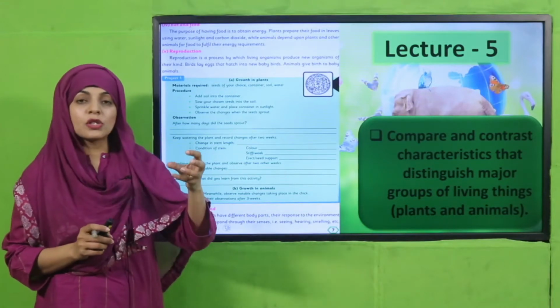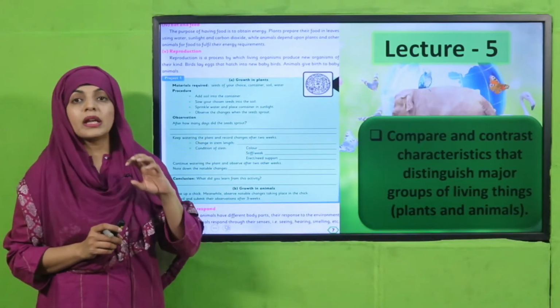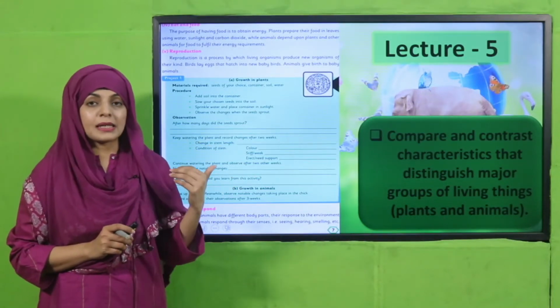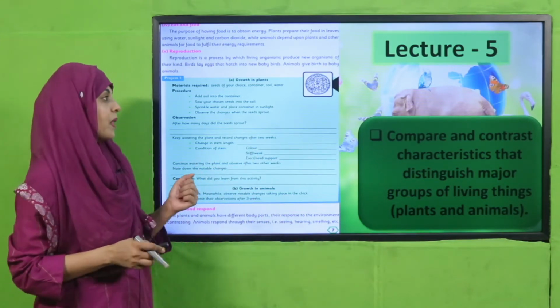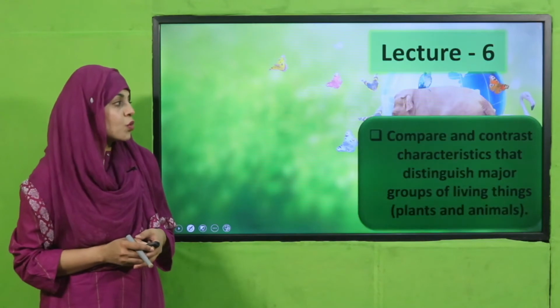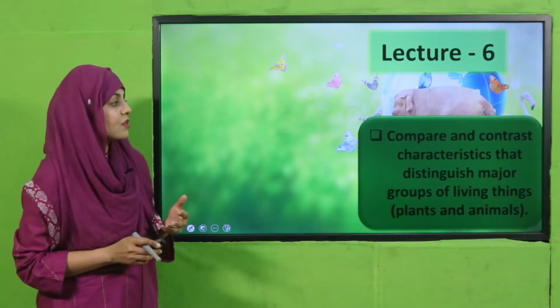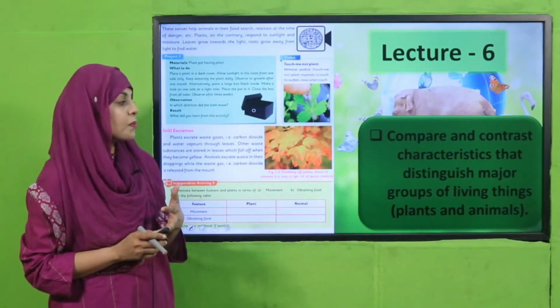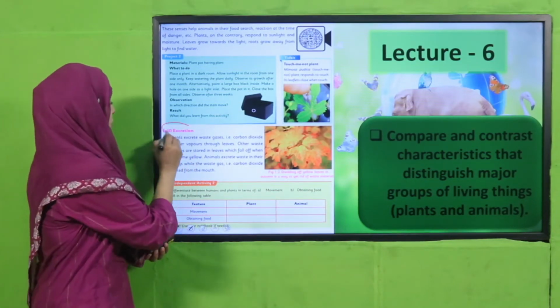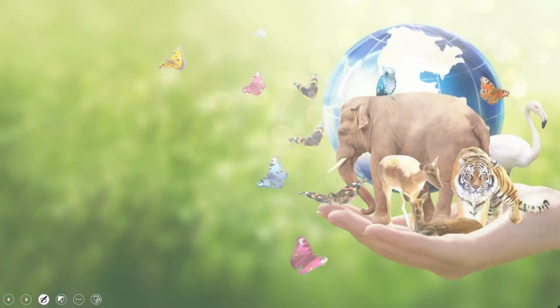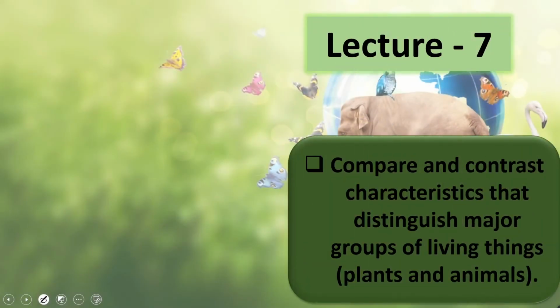यानी कि हम one by one जो different characteristics हैं, उनको in detail जो है हर lecture में discuss करेंगे. इसीलिए एक student एक ही जो SLO है वो repeat हो रहा है. In lecture number 6, the students will be able to again compare and contrast the characteristics that distinguish major groups of living things, plants and animals. And this time we will discuss about excretion. In lecture number 7, the students will be able to again compare and contrast characteristics that distinguish major groups of living things, plants and animals.